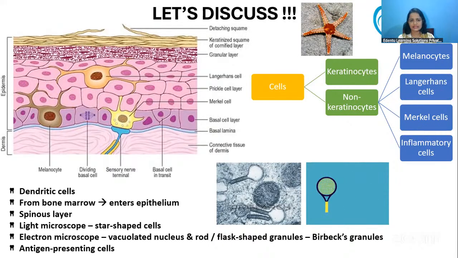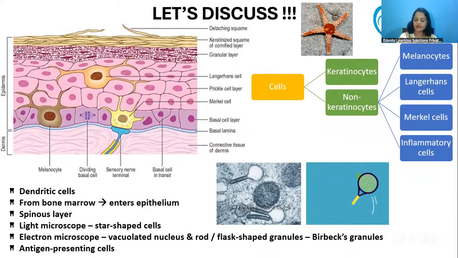Then inflammatory cells like lymphocytes are also present. The major immune cell present in both the skin and mucosa, which helps in the immunity of the epithelium, is the Langerhans cell. These Langerhans cells are also called dendritic cells.